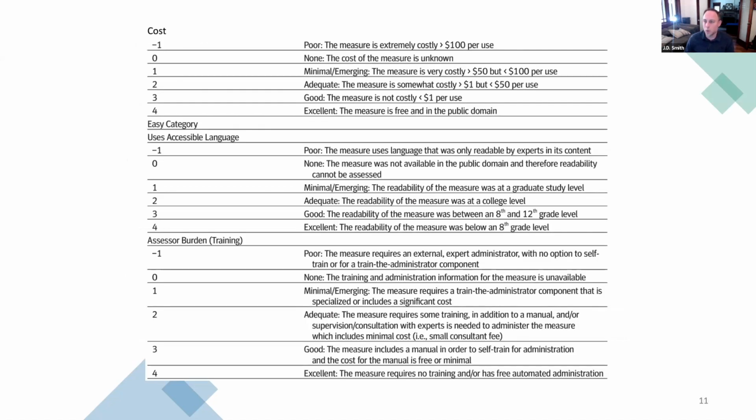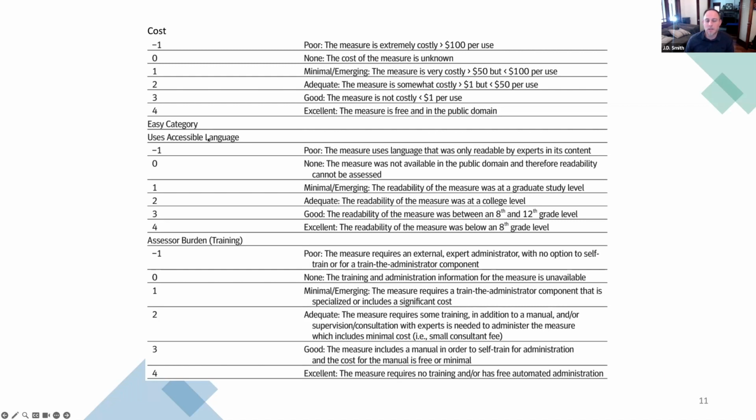Here's where it gets a little bit more detailed. It isn't just sort of a Likert rating scale. In terms of cost, they actually had dollar amounts that were ascribed to each one of the scores. So the measure is extremely costly, $100 per use or more. You'd be surprised, but there are implementation measures that do cost $100 or more per use. Not too many, thankfully, but there are a few. And then, of course, on the very other end of the scale is that the measure is free. It's in the public domain. There is no cost for its use.